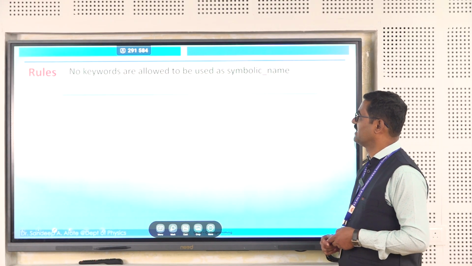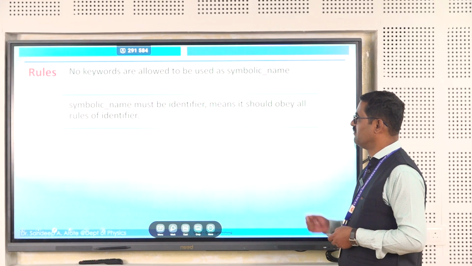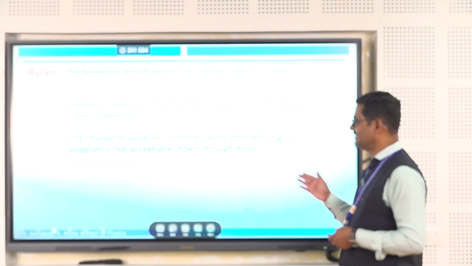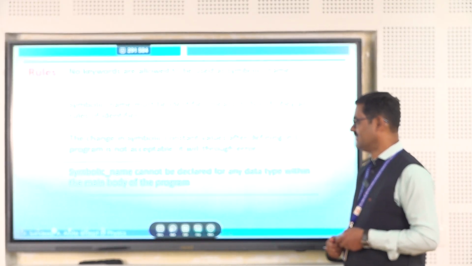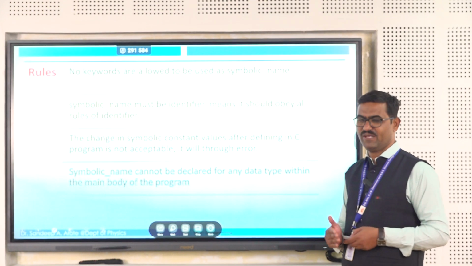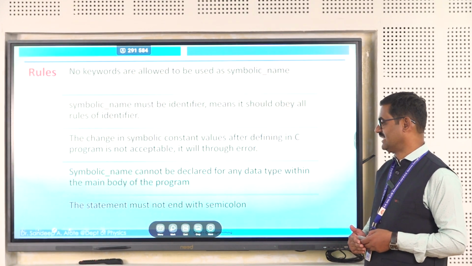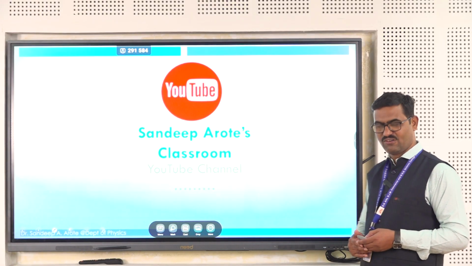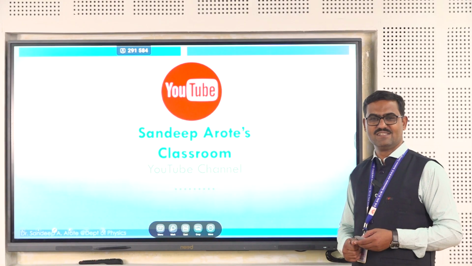No keywords are allowed to be used as a symbolic name, it must be an identifier. A change in the symbolic constant value after defining it in a C program is not acceptable. Then a symbolic name cannot be declared for any data type within the main body of the program, and the statement must not end with a semicolon or any other value. So, this is all about the constants in the C programming language.